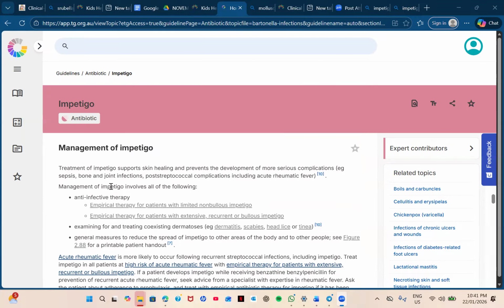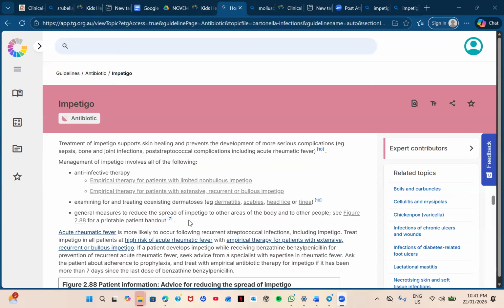Treatment of impetigo supports skin healing and prevents the development of more serious complications like sepsis, bone and joint infections, and post-streptococcal complications, including acute rheumatic fever. Management of impetigo involves all of the following: anti-infective therapy, that means empirical therapy for patients with limited non-bullous impetigo, and empirical therapy for extensive recurrent bullous impetigo.